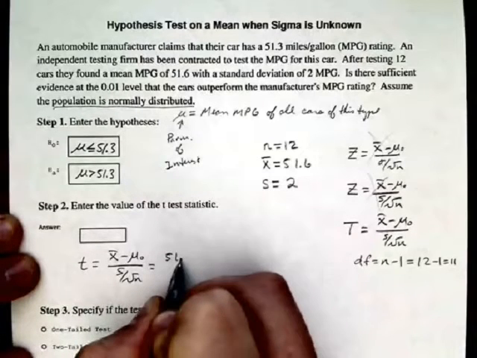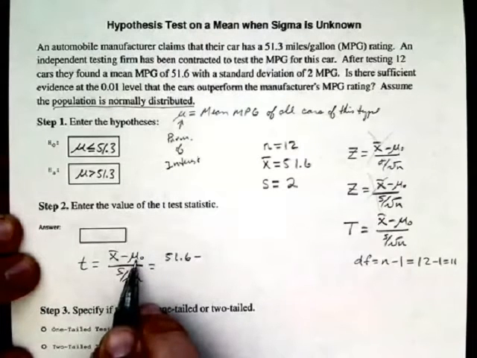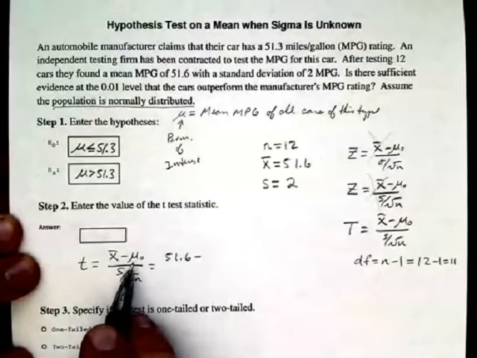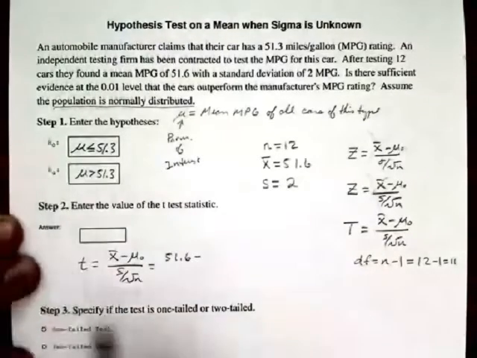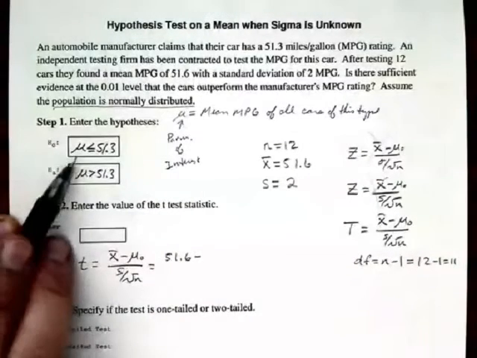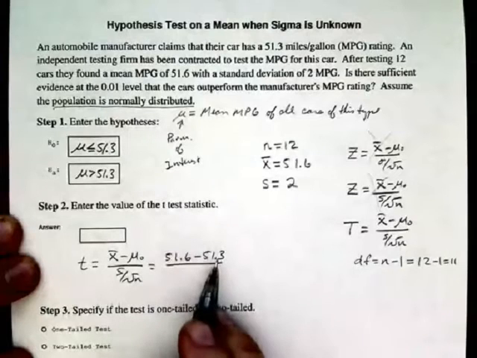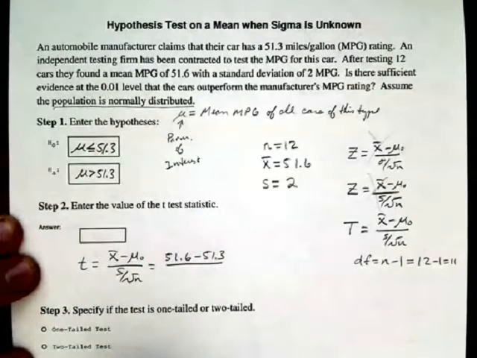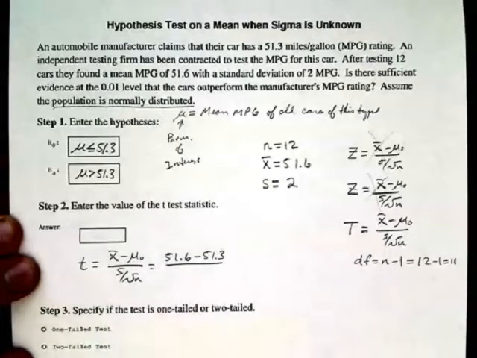And so x bar here is 51.6 minus mu naught. Again, mu naught is the value I choose under the null hypothesis, or the value of mu under the null hypothesis. Well, the null hypothesis says that mu is less than or equal to 51.3. And in this kind of problem, we put mu naught at 51.3. That is the largest that mu can be, and the null hypothesis still be true. And so I'm picking the most conservative value of mu to plug in for this placeholder here, and still be true under the null hypothesis.